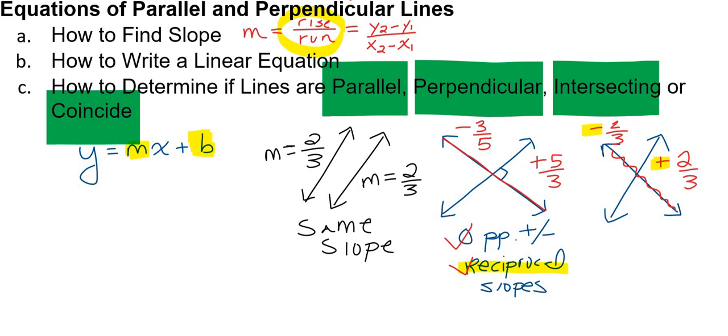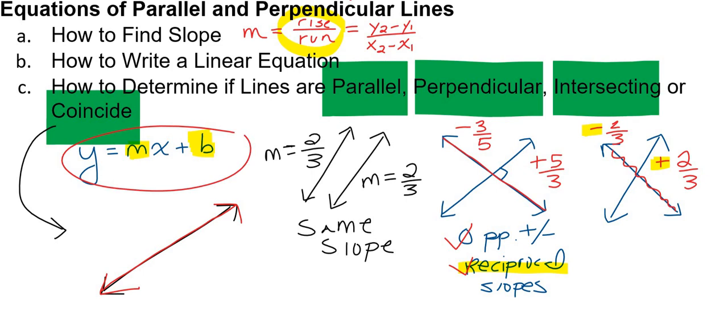And lastly, if your lines coincide, that just means that the two lines are on top of each other. So it's the same line. Maybe they gave you the line in two different formats, and once you put it into y equals mx plus b format, you realized, oh, they're actually just the same exact equation. The lines coincide. Okay, so those are your different choices.